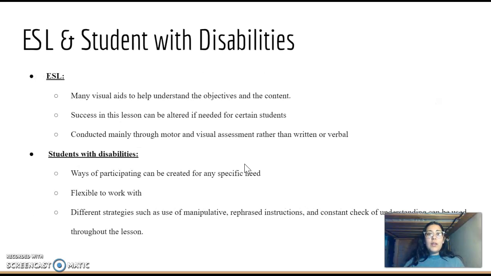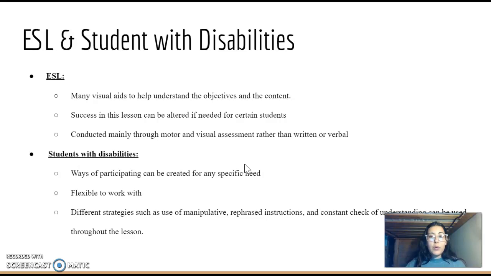So ESL, and students with disabilities. For ESL students, there are many visual aids to help them understand the objectives and the content shown in the lesson plan. Success in this lesson plan can be altered if needed for certain students for what they can and can't achieve with the language barrier. And the success in the lesson plan is conducted, or the lesson plan in general is conducted mainly through motor and visual assessment rather than written or verbal.